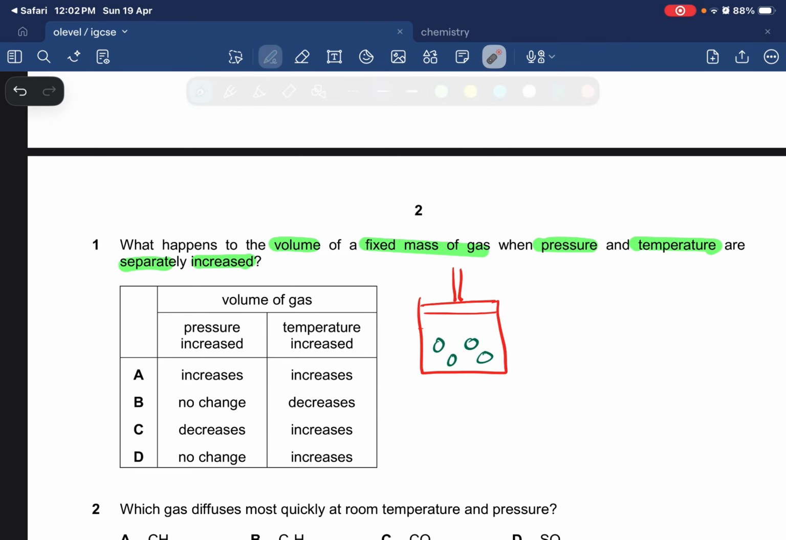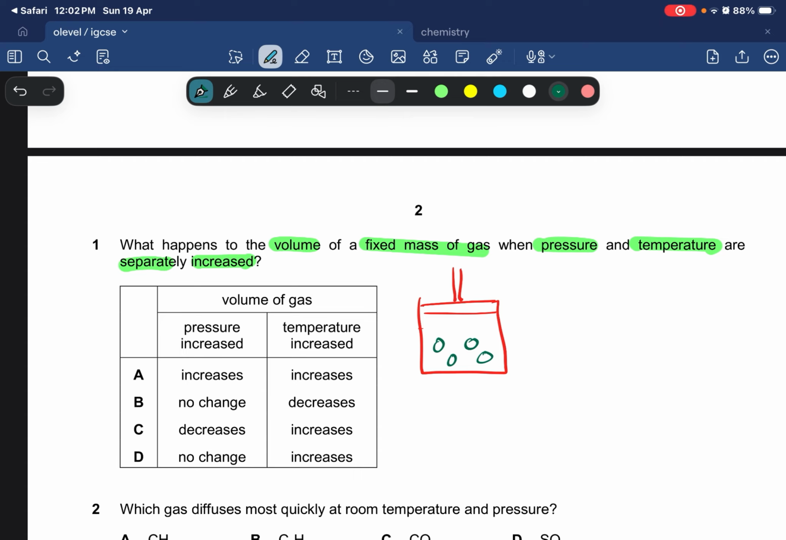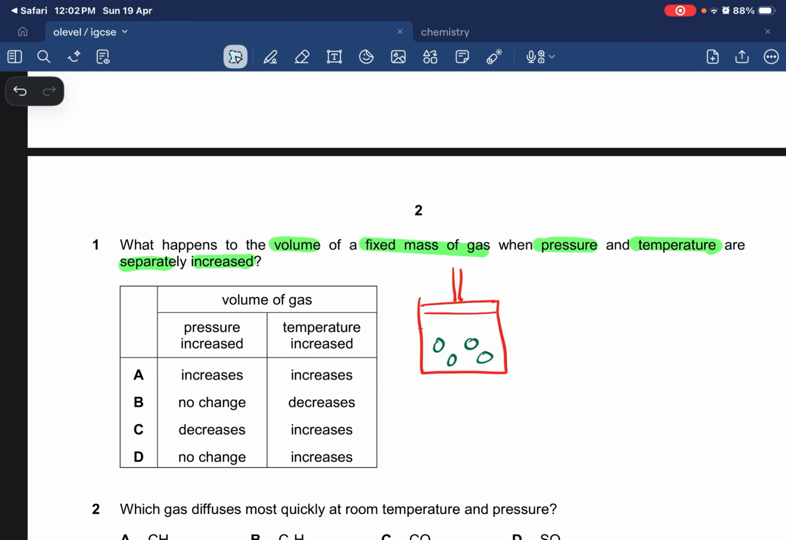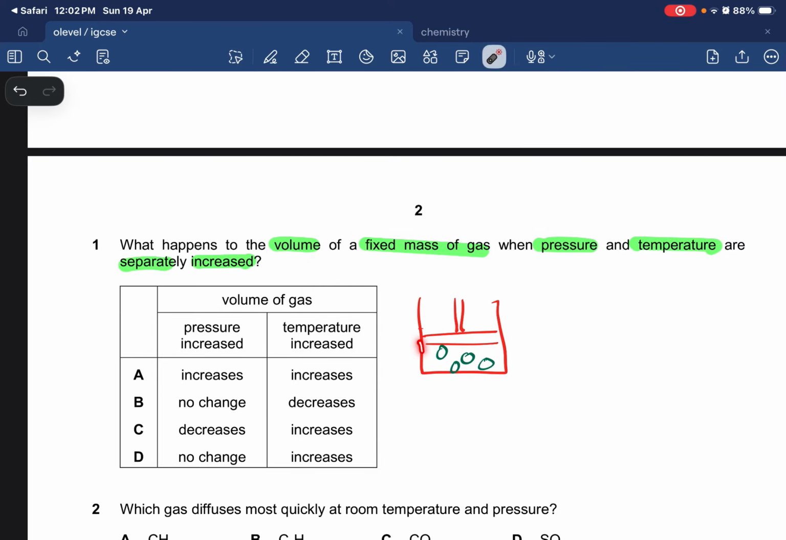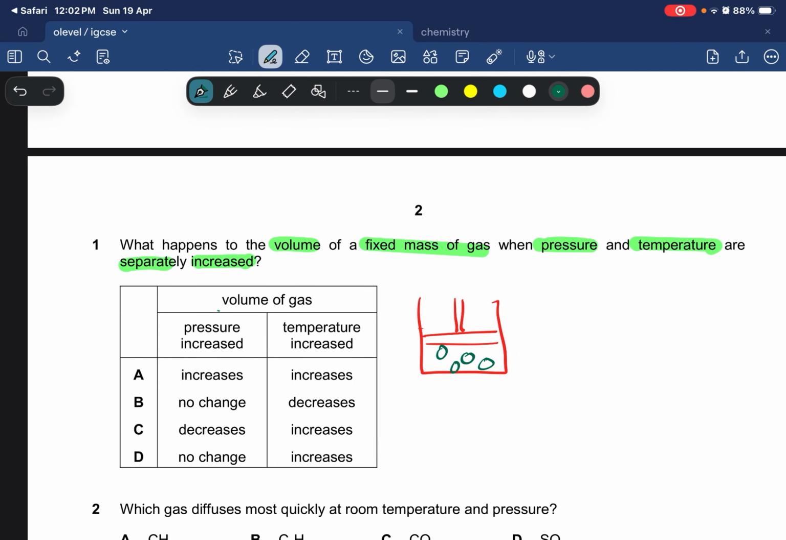So to increase the pressure, and pressure is the collisions of the particles with the walls of the container, I need to decrease my volume. If I decrease my volume, what's going to happen? The particles are going to move closer to each other, and my walls are going to decrease. Now I only have this much wall. What's going to happen? There are going to be more collisions per unit area. So pressure increased, volume of the gas has to be decreased.